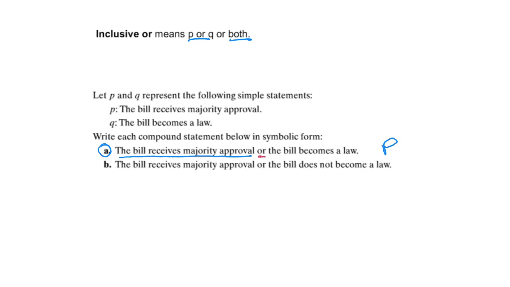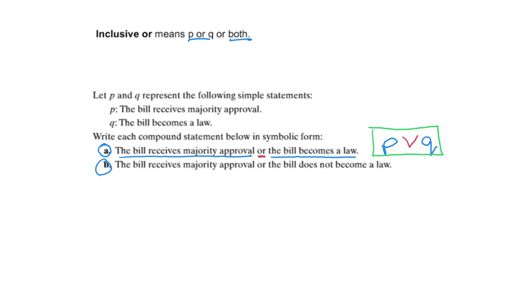Then we have the word or. This is your disjunction, which we write as a V. Following the word or, it states the bill becomes a law, which is exactly Q. So this compound statement turns into P or Q.